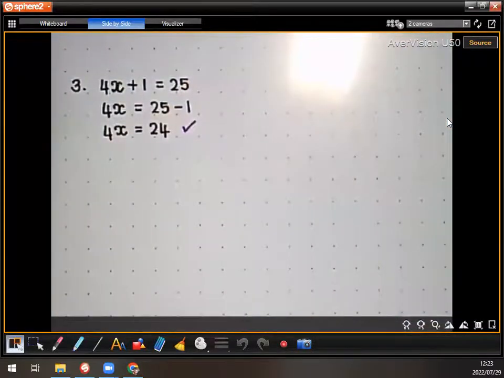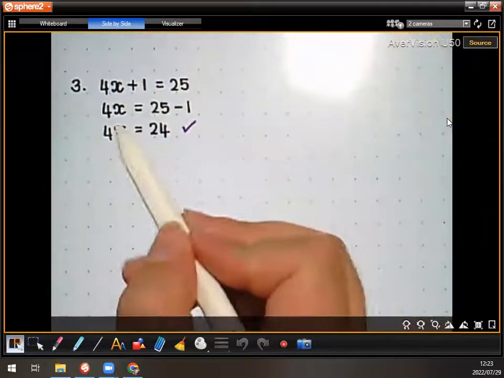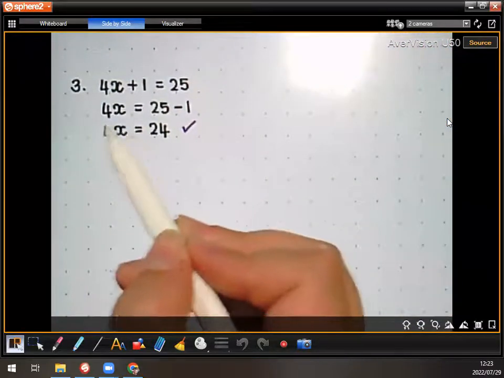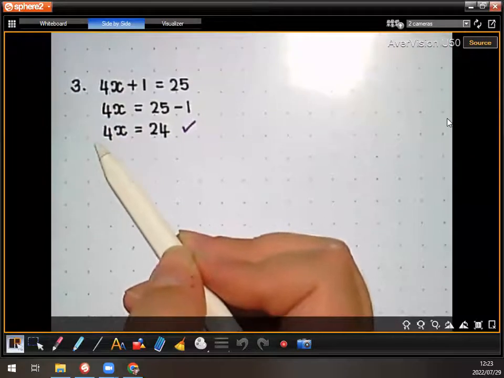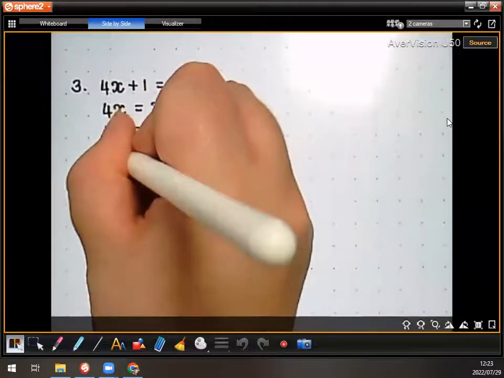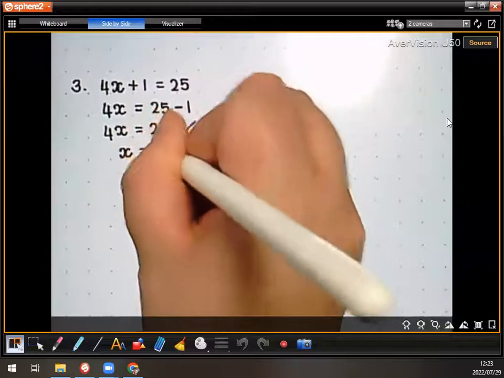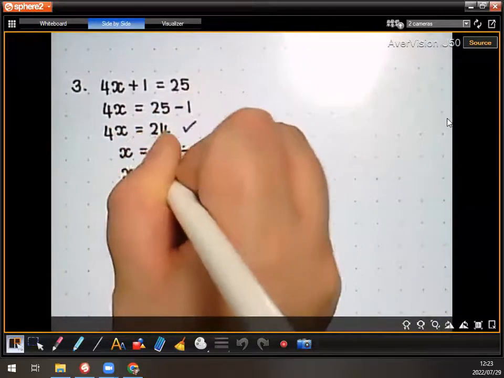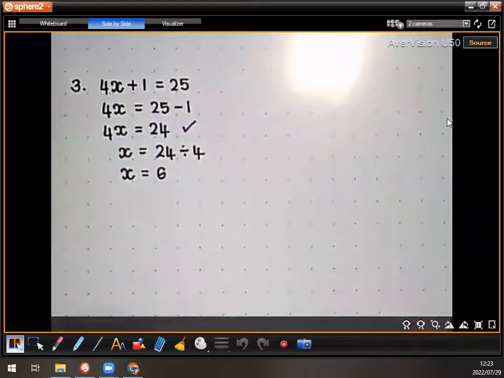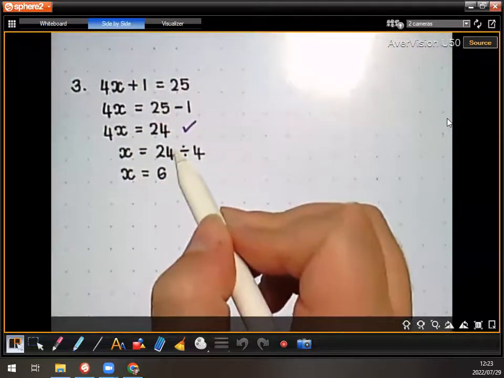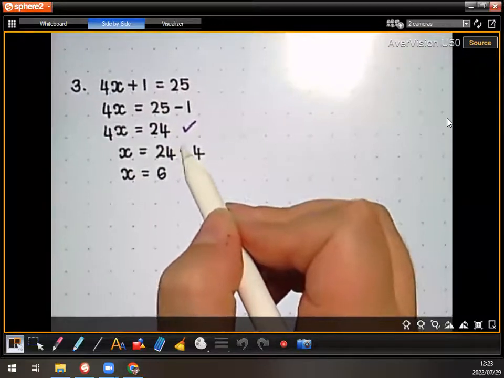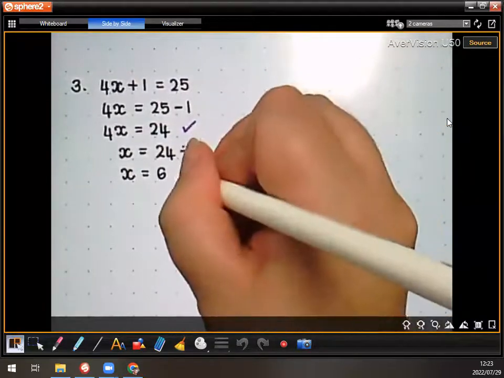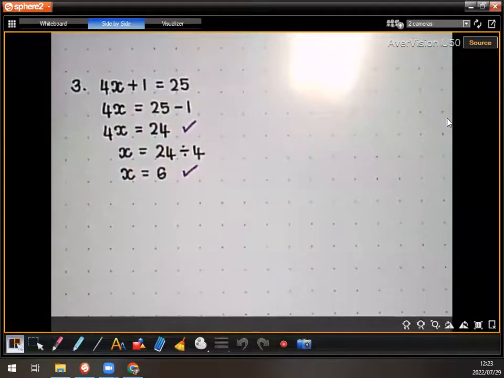Okay. Now, what am I doing to x over here now? Timesing by 4. What's the opposite of timesing by 4? Dividing by 4. So now we're going to say x is equal to 24 divided by 4, which is what? 6. Again, you don't have to show this calculation step. But it will help you, so please write it down. There's nothing wrong with that. You are going to get a mark there for it. Okay, so 2 marks.